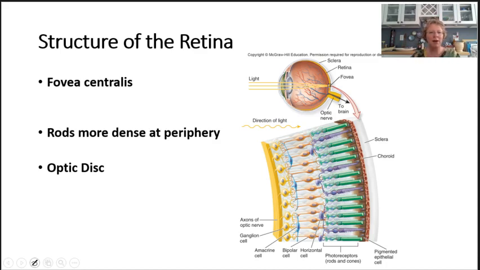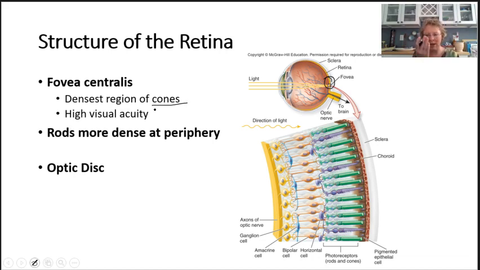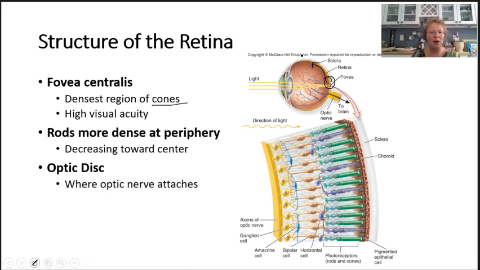For the structure of our retina, again, the fovea is our densest, right here. It's our densest region of cones. Highest visual acuity. When we're reading, we're focusing an image on our fovea. As we go off to the periphery of the retina, cones become less common, rods more common. That's our peripheral vision. And then our optic disc right here is our blind spot because there are no rods or cones.